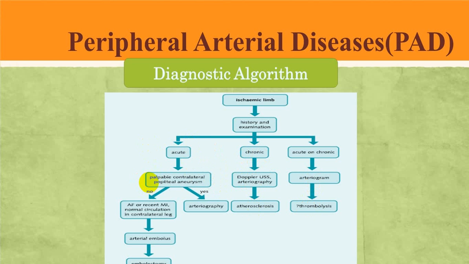In case of acute, if the artery is not palpable, then you can go for the contralateral, collaterals, popliteal aneurysms. If you are suspecting this, you should go for arteriography. If clinically you are not suspecting this and you are suspecting cardioembolism, then go for finding out the cause of cardioembolism, like ECG, echo, etc. And then you can go for arterial embolectomy, and you can go for anticoagulants, etc.